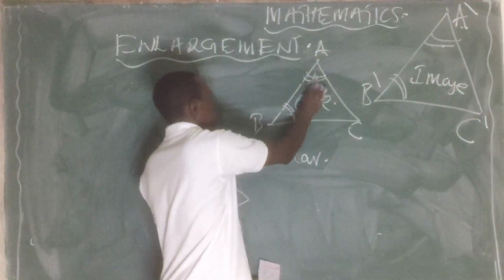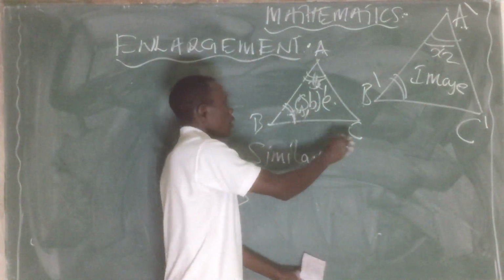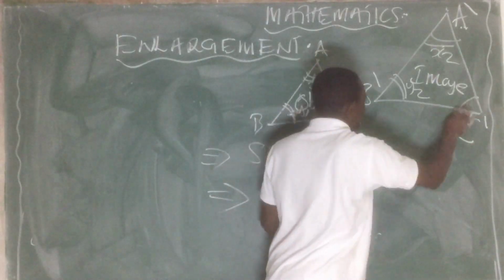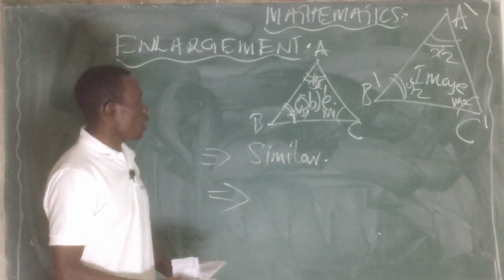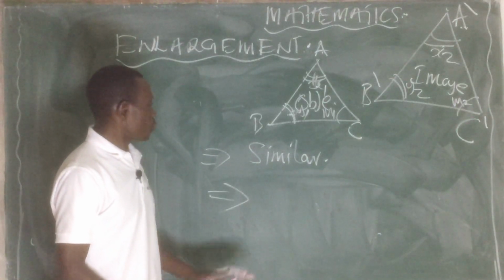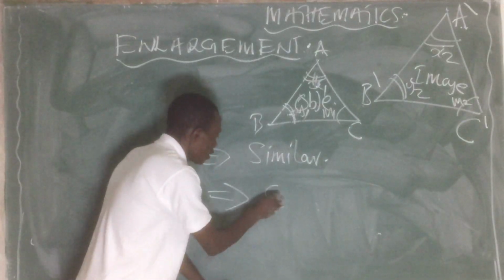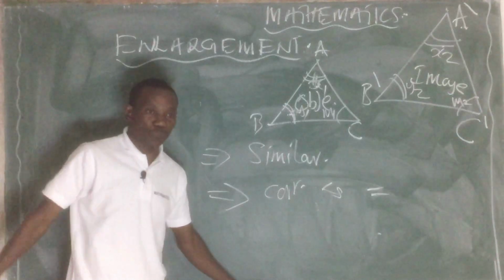If I indicate this one as x1, this one is x2. This is y1, this one is y2. And this is m1, this one is m2. Things like that. So let us try to notice that. A situation about enlargement, it goes like that. So we are talking about corresponding angles must be equal.